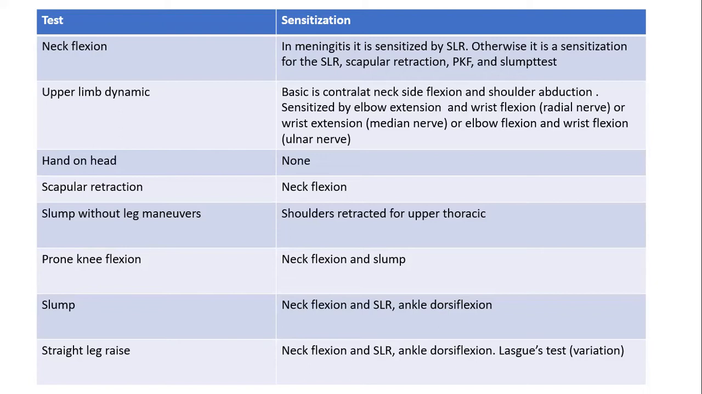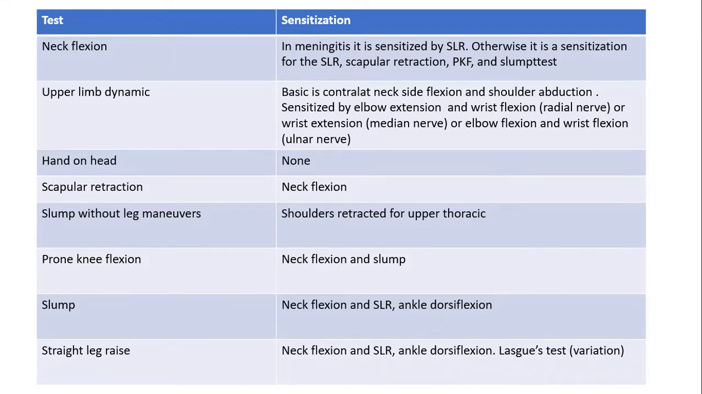Scapular retraction, neck flexion. Slump test without maneuvers is the thoracic. You can sensitize it to the upper thoracic by doing shoulder retraction. And you can, of course, sensitize the whole thing by doing neck flexion, which is common to all of these. Prone knee flexion, what people tend not to do is neck flexion and a slump when they're doing this.